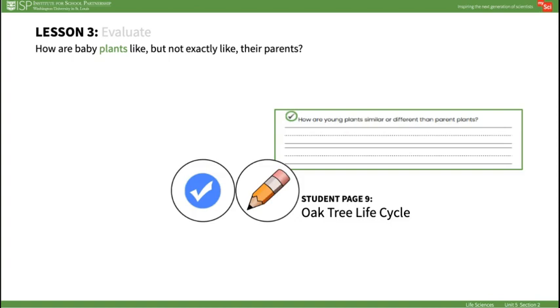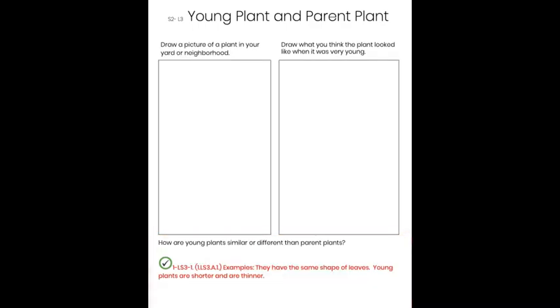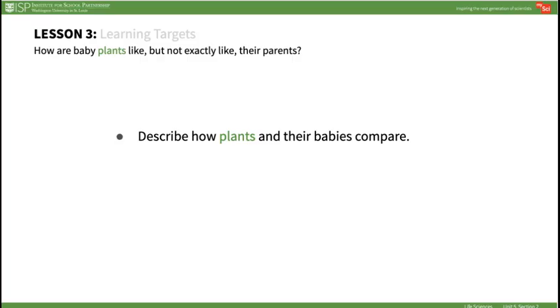In the Evaluate, have students return to the young plant and parent plant on Student Journal Page 9 and answer the last question. How are young plants similar or different than parent plants? Teacher guidance for this discussion can be found on Teacher Page 6. By the end of this lesson, students will describe how plants and their babies compare.